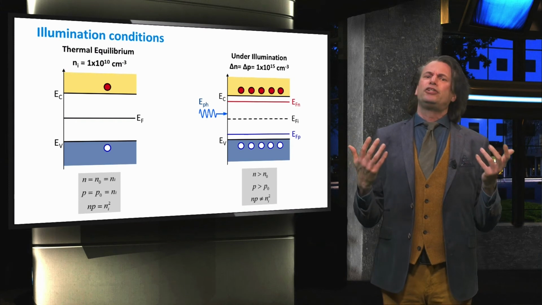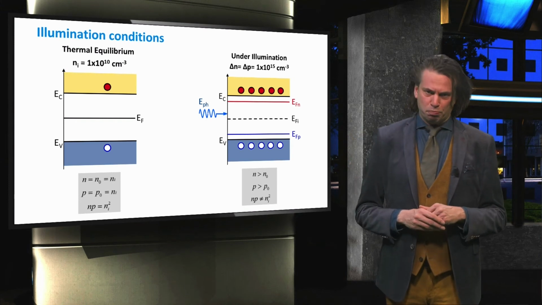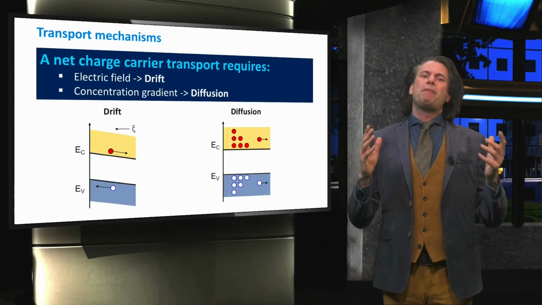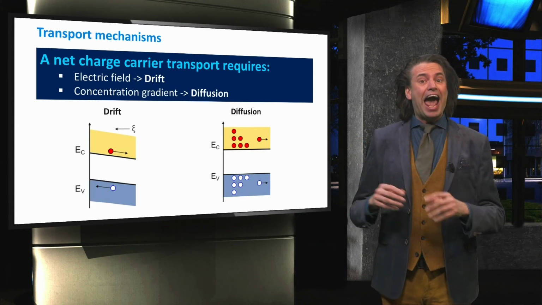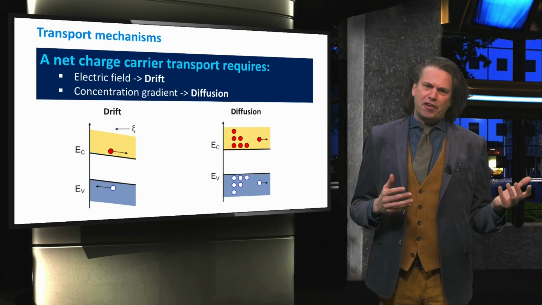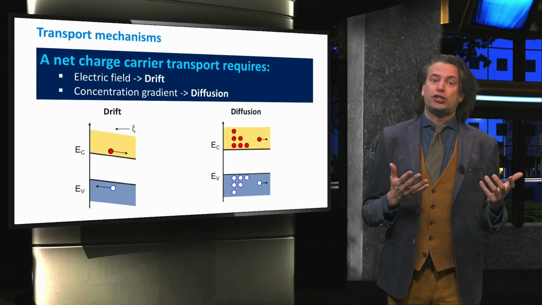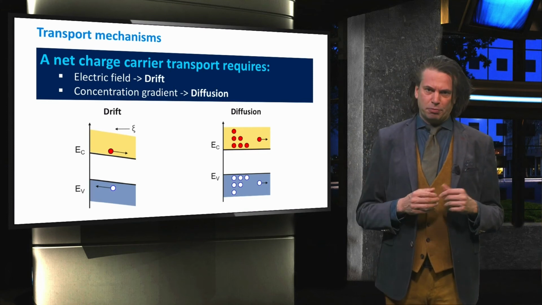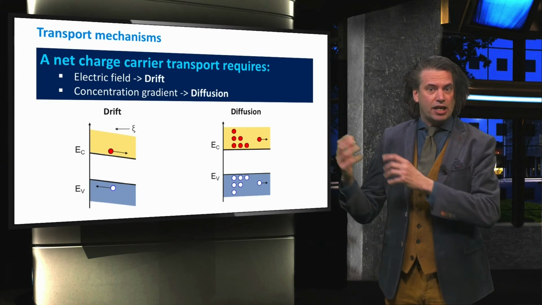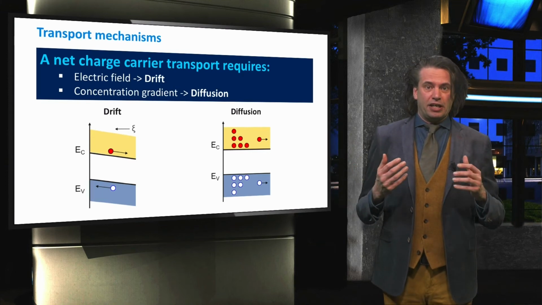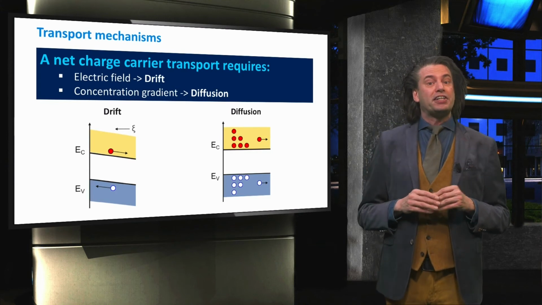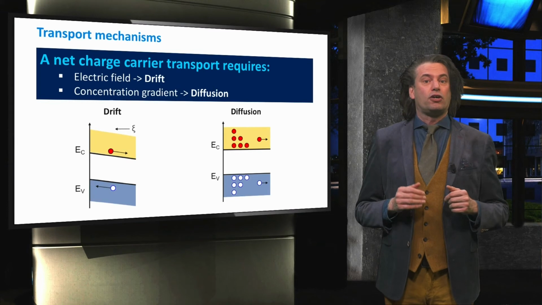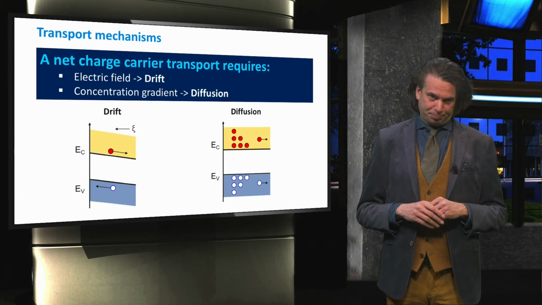But how exactly do these free charge carriers move? Two main mechanisms of carrier transport in solar cells are drift and diffusion. Drift is a term used for charge transport that results from the interaction between charged particles and an electric field. If an electric field is present, holes will move in the direction of the field and electrons will move in the direction opposite to it.